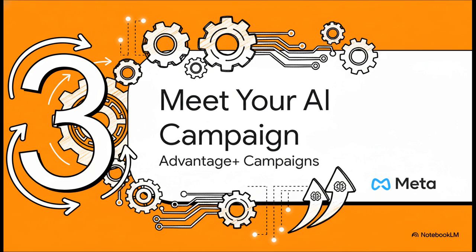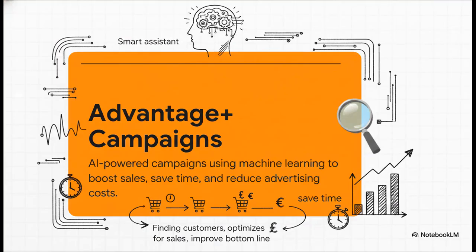Okay, so now that we've got the groundwork of attribution down, let's level up. It's time for section 3, meet your AI campaign. Because look, understanding attribution is step 1, but the real magic happens when you pair that knowledge with Meta's powerful AI tools. We're talking specifically about Advantage Plus campaigns. So what the heck is an Advantage Plus campaign? Honestly, the best way to think of it is as your own personal marketing genius, or like putting your ads on autopilot.